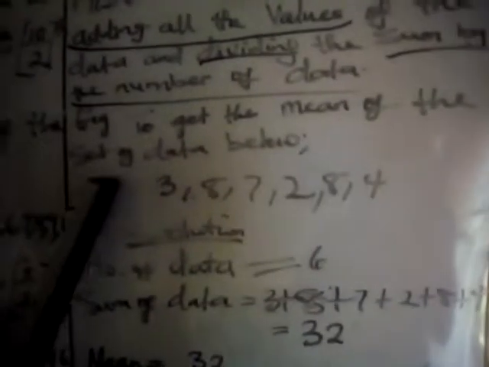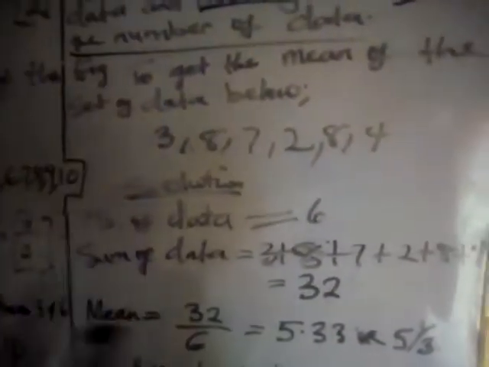Now, for example, to get the mean of the set of data below, you have 3, 8, 7, 2, 8, 4. You don't need to arrange in an ascending or descending order. So what do we need? We need the number of data. What's the number of data? 1, 2, 3, 4, 5, 6. It's 6. Then the sum of the data.